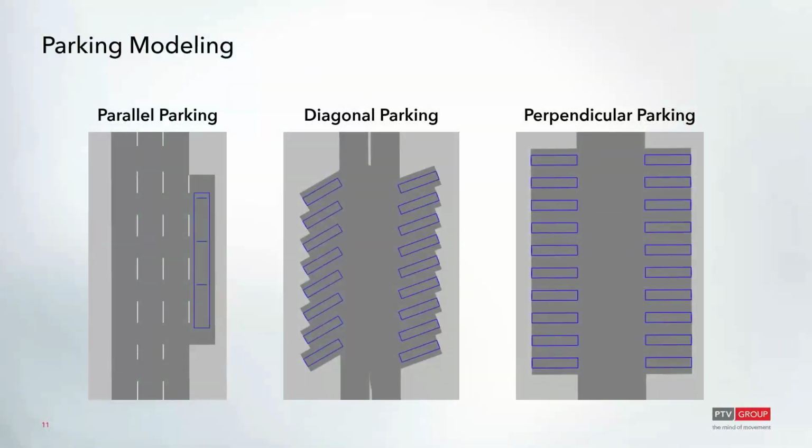So within Vissim, you can model the main types of parking spaces. This will include everything from parallel parking to diagonal parking and perpendicular parking. And the two items shown here, the diagonal parking and the perpendicular parking, these are what we can help create using that parking lot creator, which we'll talk about a bit later.